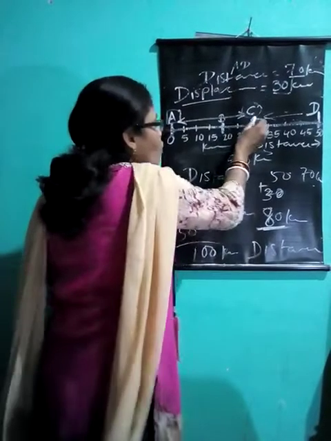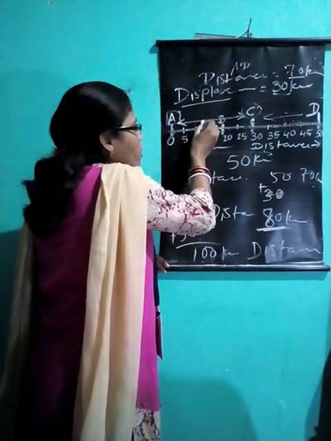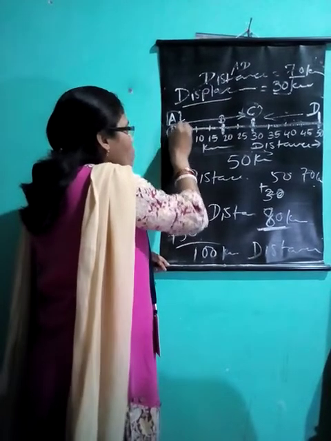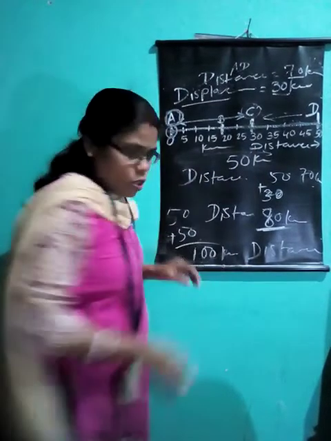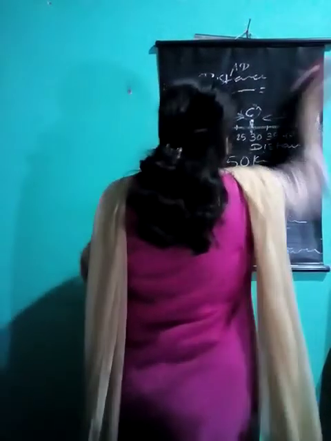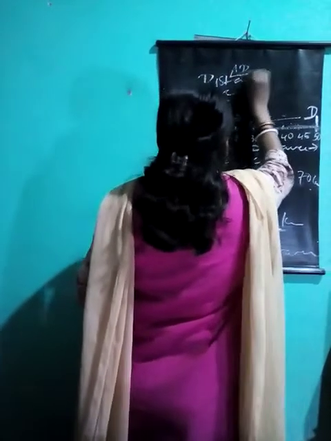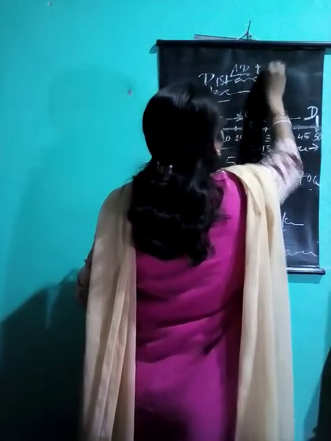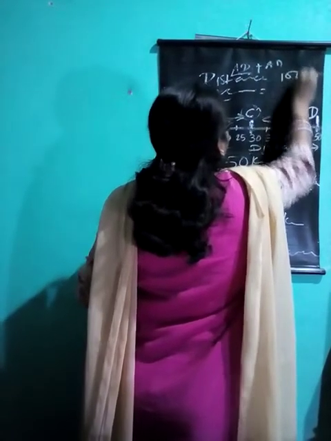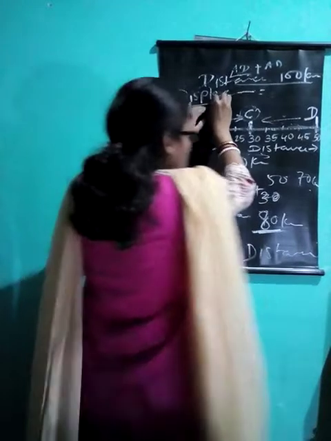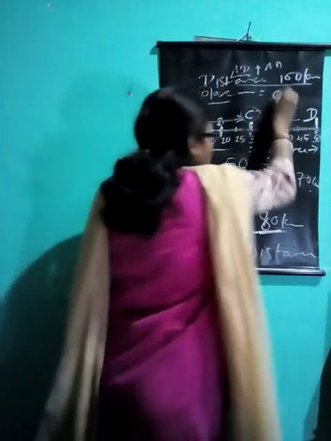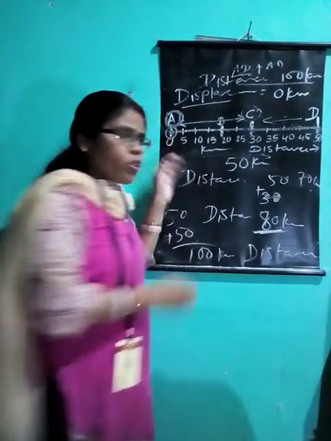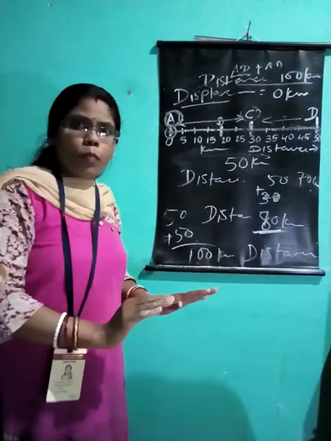So now when it again moves back in this direction and reaches back to A, what will be the distance? When it reaches back to A, the distance will be AD and then back again AD, that is 50 plus 50, 100 kilometers. Distance is 100 kilometers. But what is displacement? No movement. Shortest path? 0. So 0 kilometers. Because from where it started, it came back to that same position.